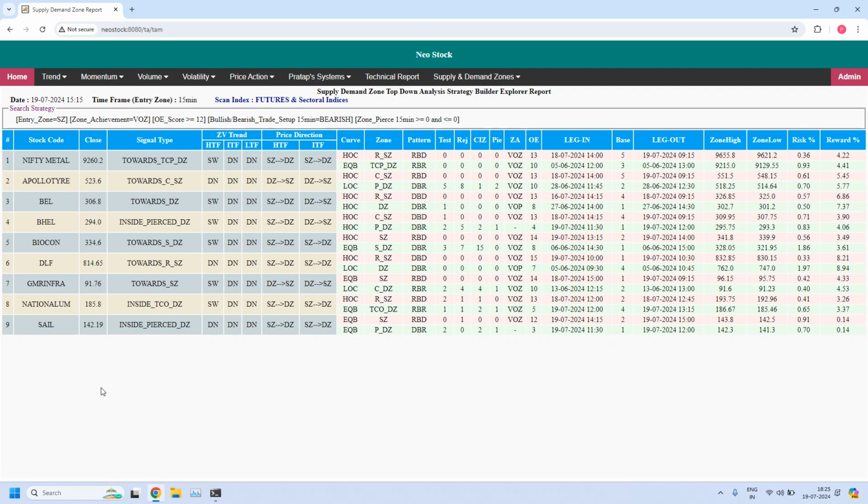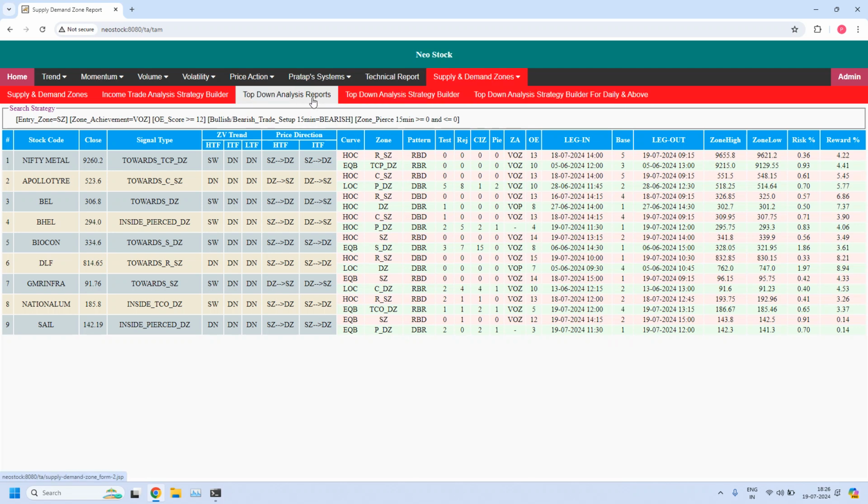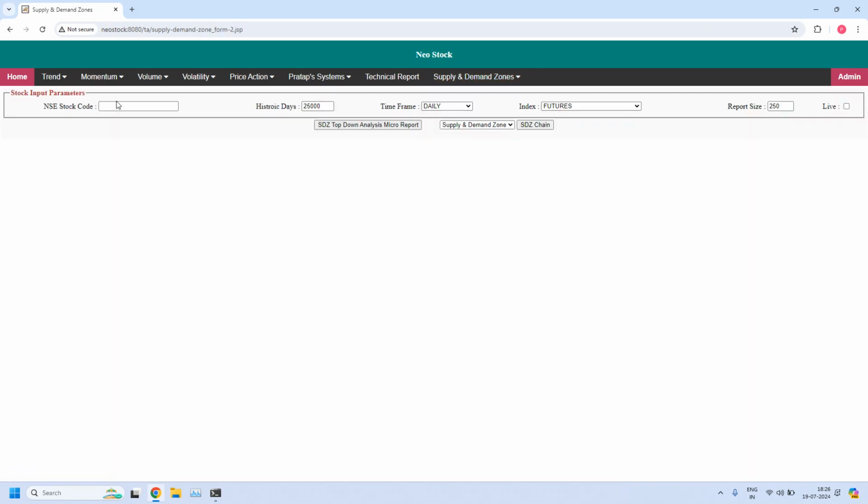So these are the bullish and bearish trade setups for different income trades. Now let us generate a NIFTY and BANKNIFTY supply demand zone chain. Let's start with the Nifty 50, that is NIFTY. Let us start with monthly time frame. First let us generate a NIFTY monthly supply demand zone chain.